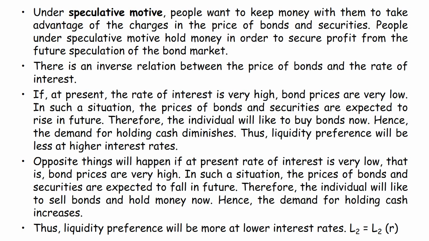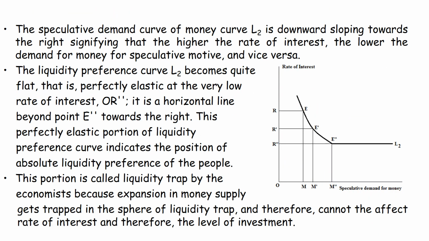Thus, liquidity preference will be more at lower interest rates, which can be written in functional form as L2 = f(R). Now, the speculative demand for money L2 is downward sloping towards the right, signifying that the higher the rate of interest, the lower the speculative demand for money, and vice versa.